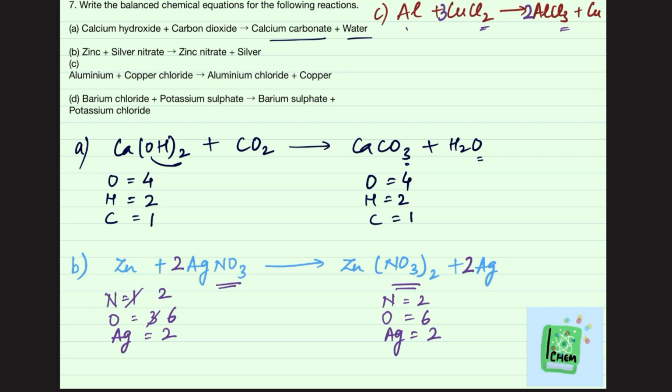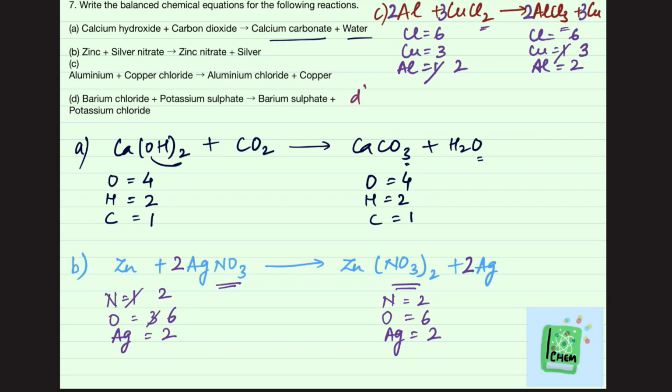Now the number of chlorine atoms on the reactant side is 6, on the product side is also 6, but number of copper atoms on the reactant side is 3 and number of copper atoms on the product side is 1. So put a coefficient 3 in front of copper on the product side. Now the number of copper atoms on the product side is also 3. Number of aluminium atoms on the product side is 2. On the reactant side is 1. Put a coefficient 2 in front of aluminium on the reactant side. Now the number of aluminium atoms on the reactant side is also 2. Now this reaction is balanced.